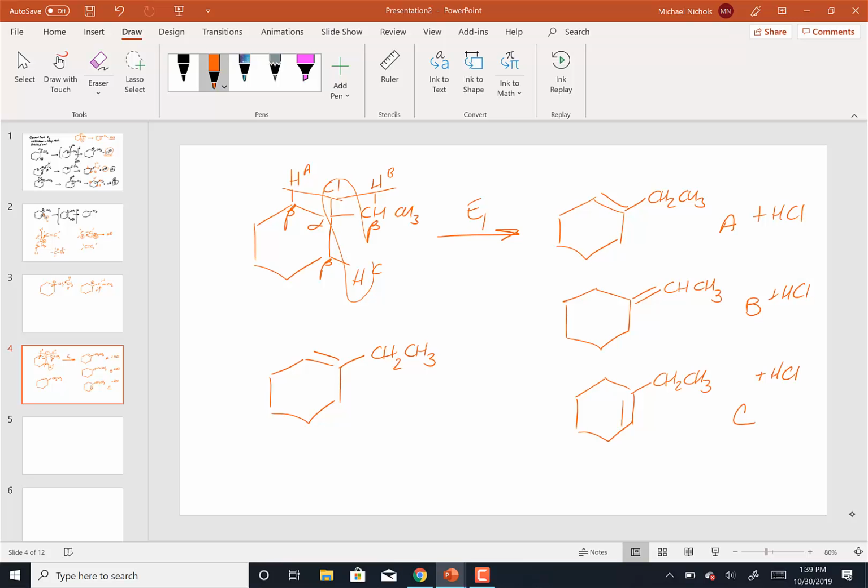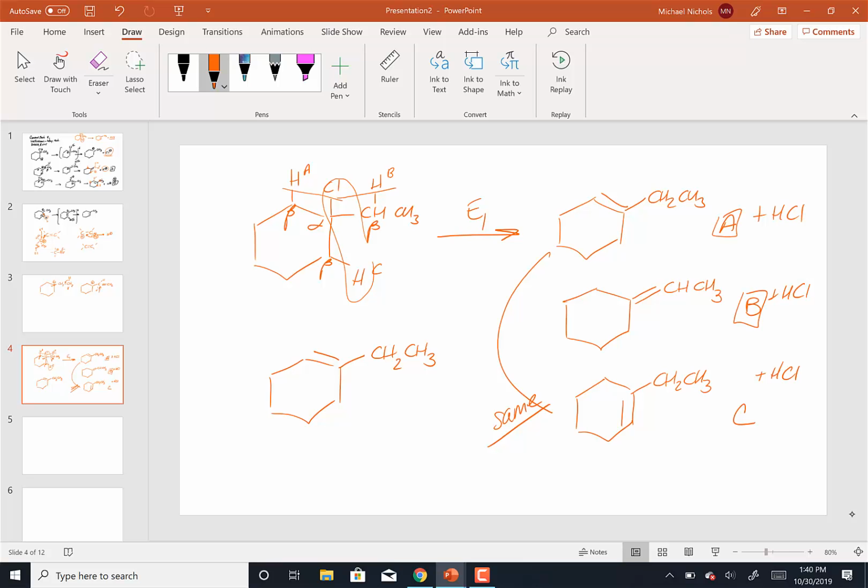Which ones? A and C are the same product. Okay, they are the same product. Next question would be, given A and B, since we've eliminated C, which one is the major product?